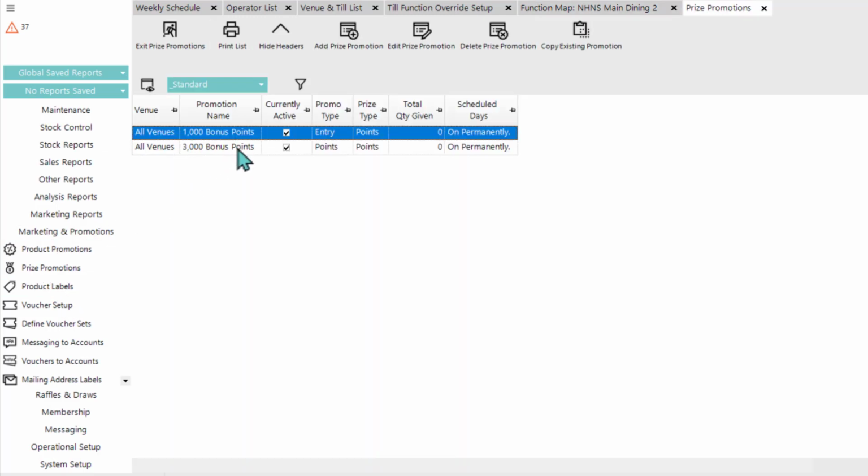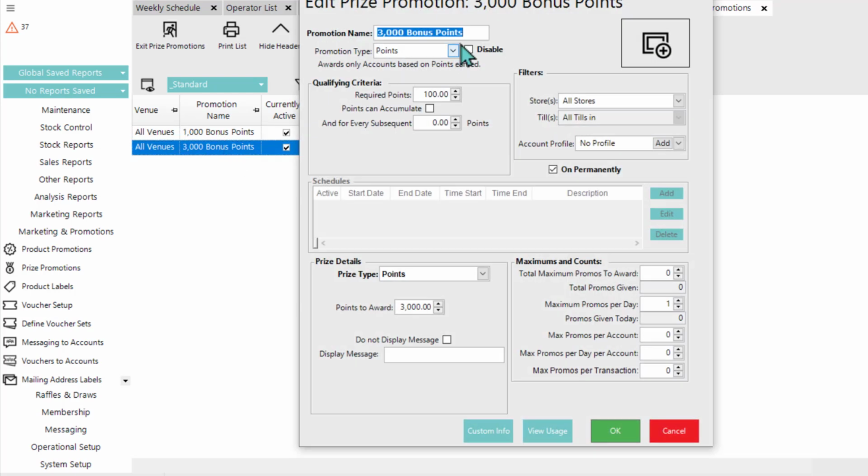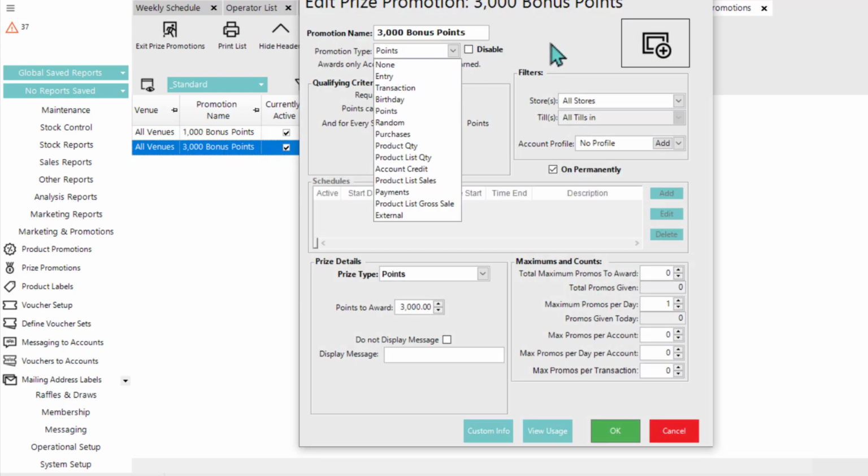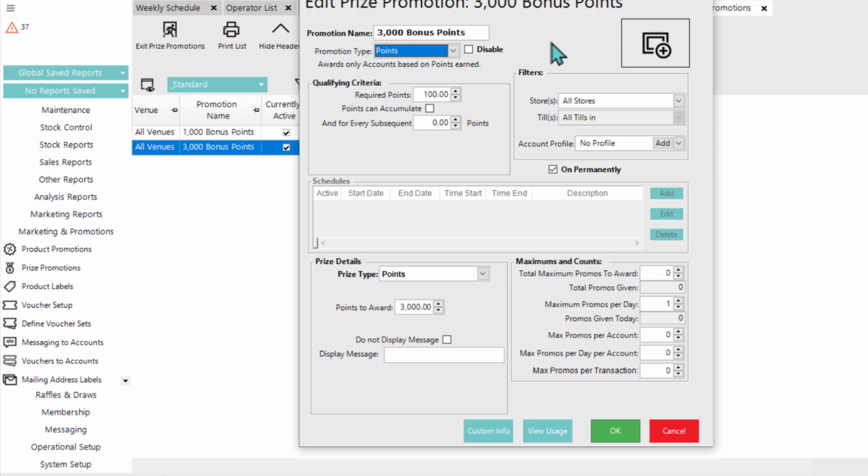So these are the ones that I use to gift Pointy their points, and like I said, we'll get more into detail with prize promotions another time, but points could be given out as a prize for most prize promotion types. If I open that up, you can see the different prize promotion types that we've got, but again, we'll get into that another time. But yeah, as long as an account is attached to the transaction and we've got a promotion setup that can award points, the account will be able to be rewarded points.